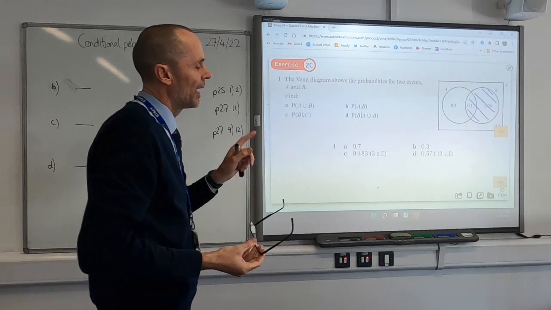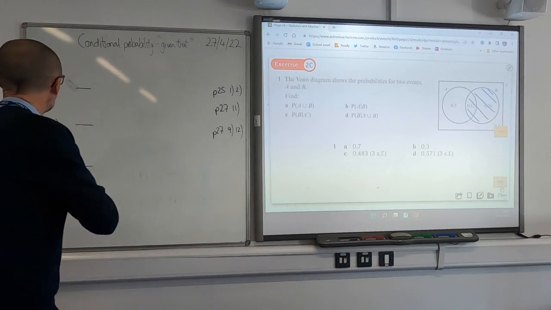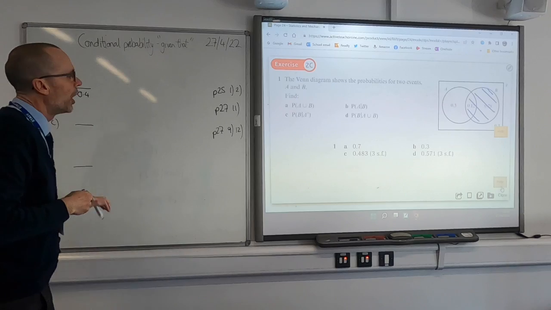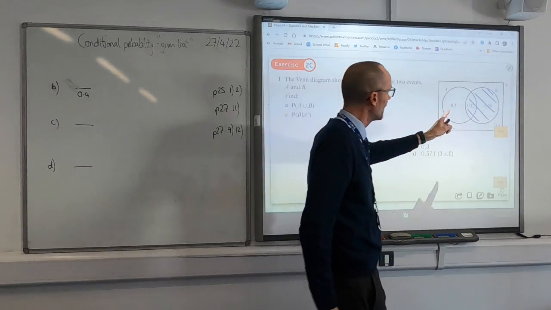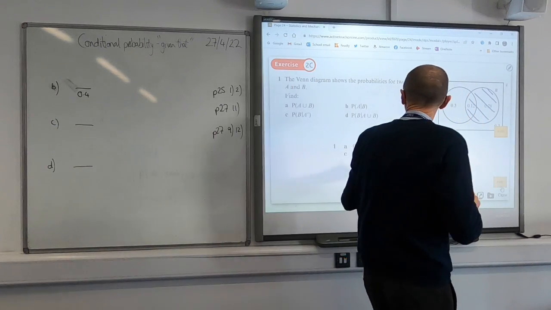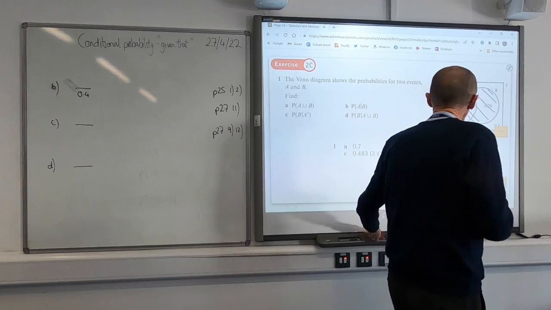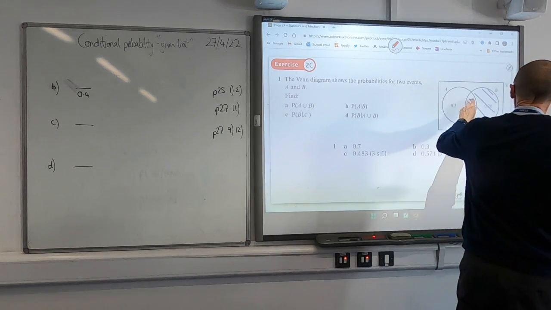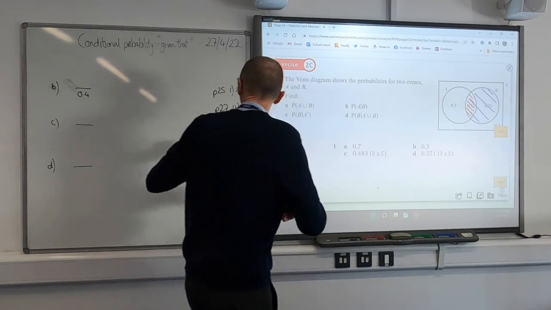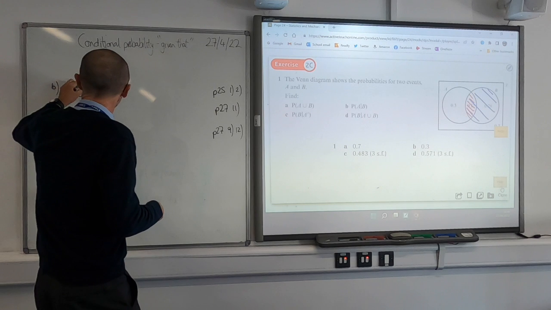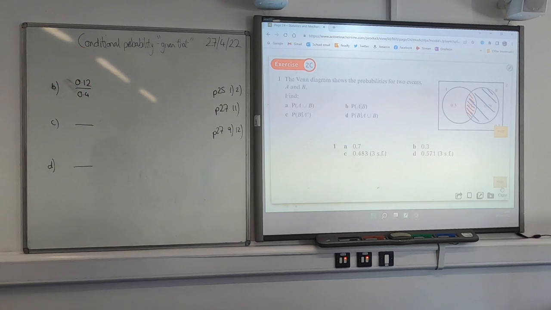So we've got 0.4, that's my denominator. Of that, so I'm only looking now, I'm blinkered, I'm only looking at that share. Which bit of that is also A? That's my numerator. And that is 0.3.